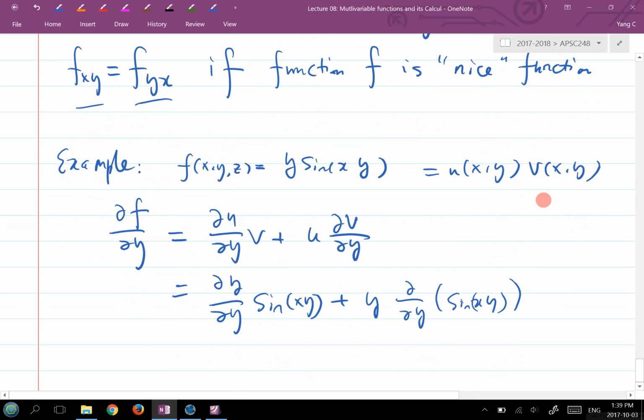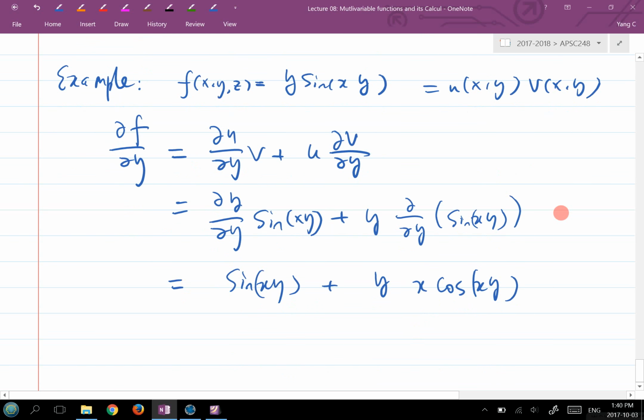And when you have more experience, you don't have to write all the detailed steps. You can skip a few steps here, right? So this is basically sine xy for the first term. And the second term here is y times the partial derivative of this term with respect to y. So if you consider x as a constant, what do we get? We get x times cosine xy. Good? Yeah. So the key is to make sure that you keep telling yourself which partial derivative you're taking. What do you do with the other variables? Right? And then the rest of the work is basically the same as the single-variable derivative. Is that okay? Yeah.